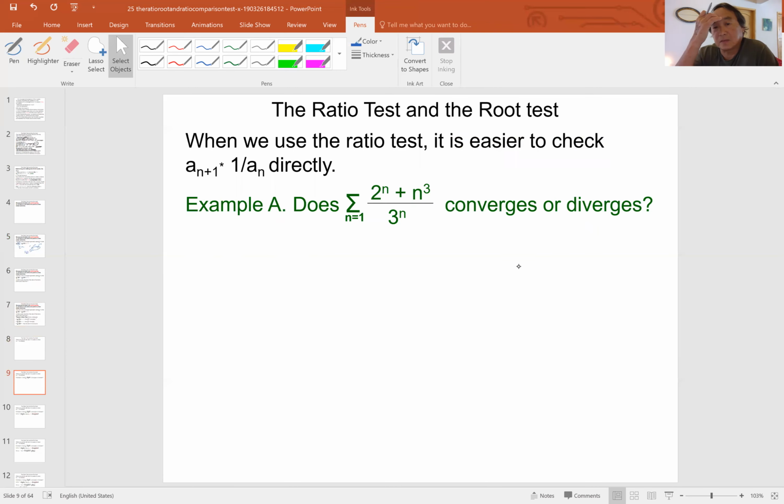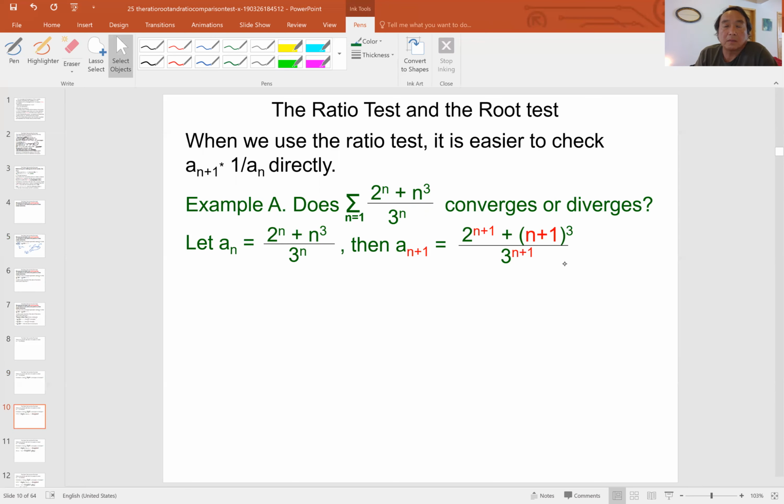It has little bits in there. For instance, this one. In comparison, n cubed to 2 to the n power: 2 to the n is an exponential, n cubed is a power function. So 2 to the n goes to infinity a lot faster than n cubed. So here we divide everything. So we can do the ratio test in this case.